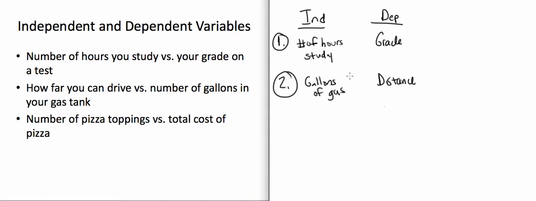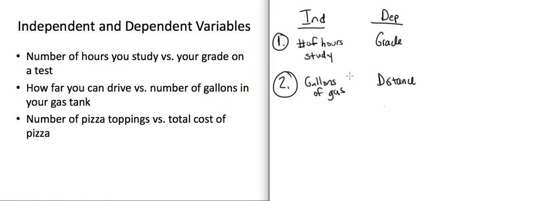So like we said, when you're trying to figure out if it's an independent or dependent variable, try to figure out, can something happen without the other one happening? If it can't, then that one's definitely the dependent variable.